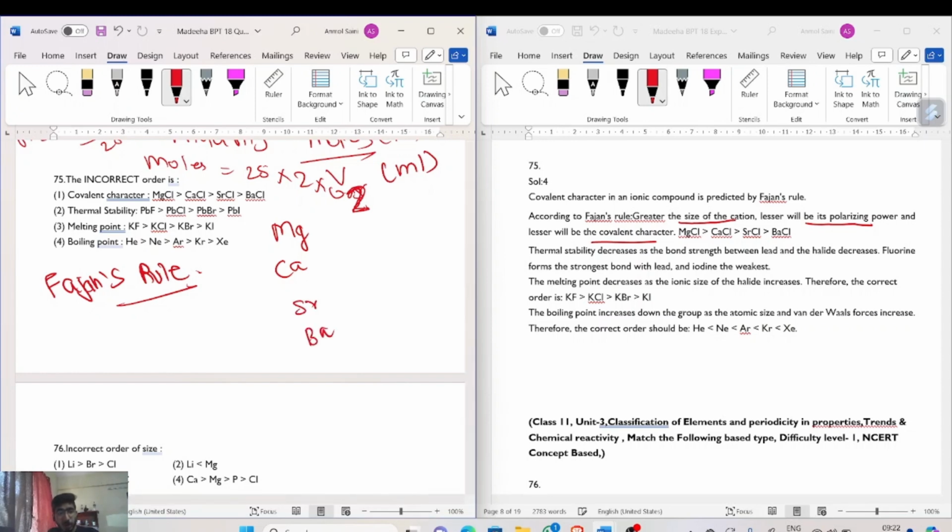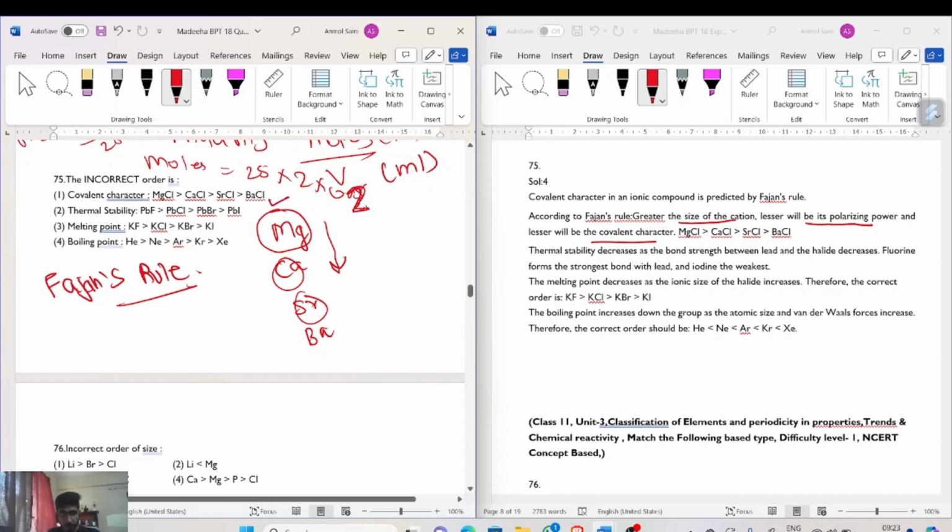We know that down the group the size of the element increases. So when the size of the element increases, the polarizing power or covalent character decreases. So magnesium will have the highest covalent character, followed by calcium, strontium, and barium. So the first one is correct. It has the correct order.